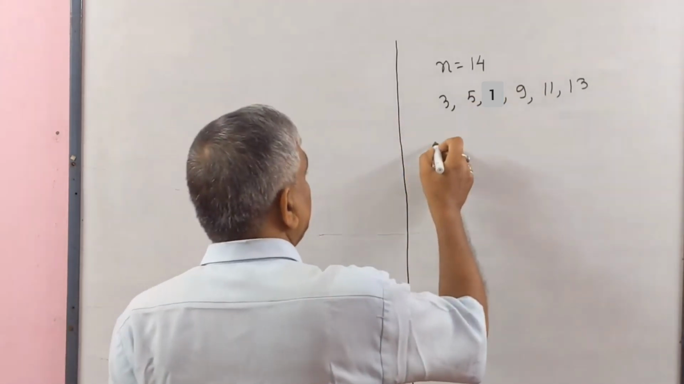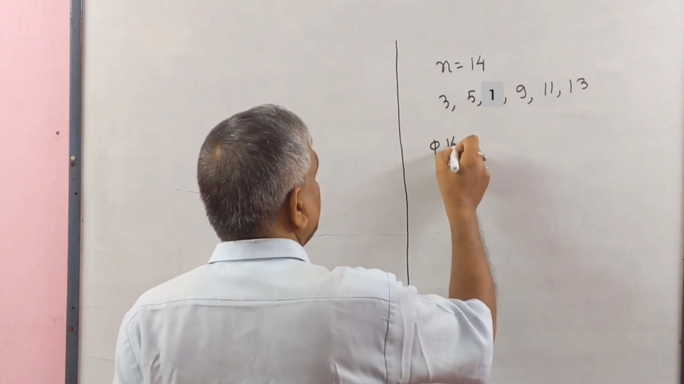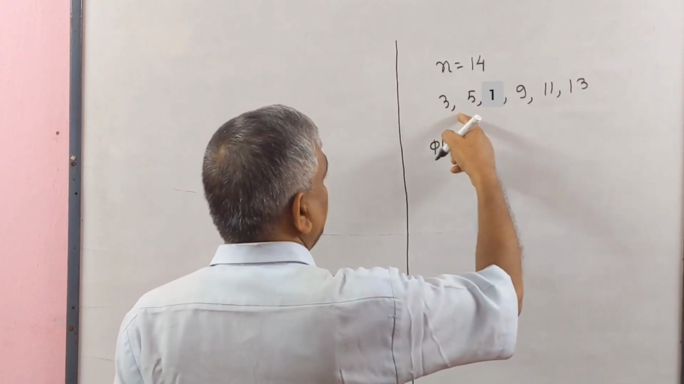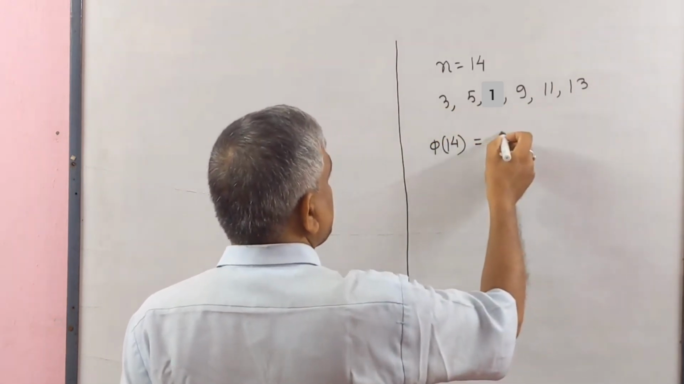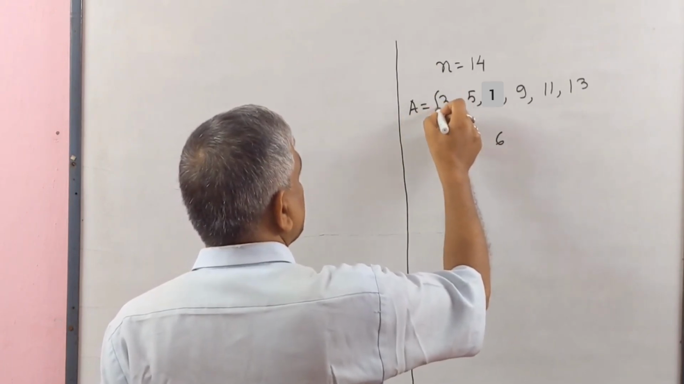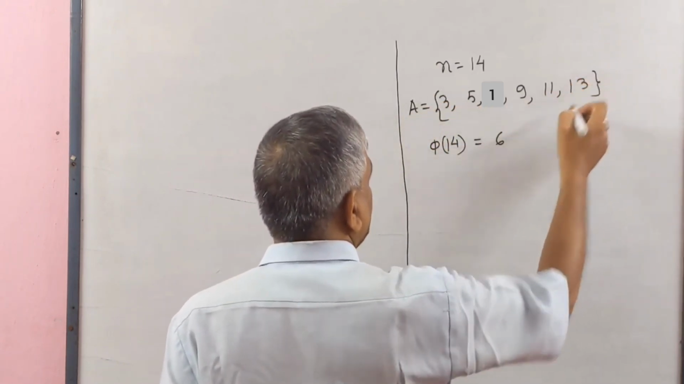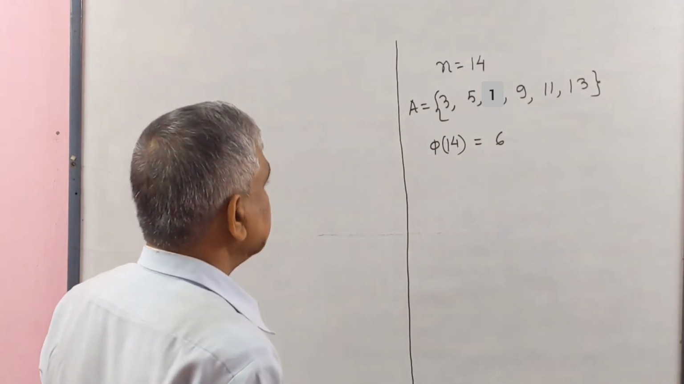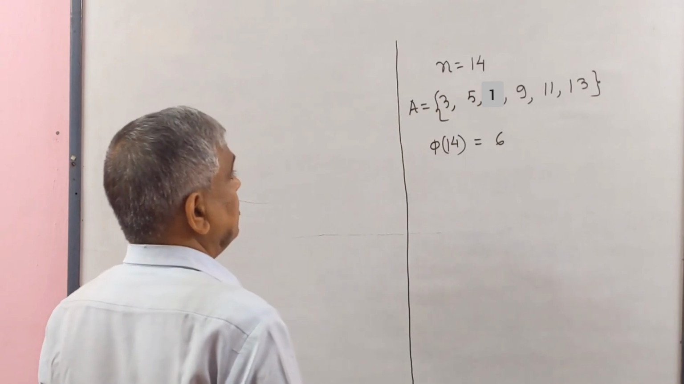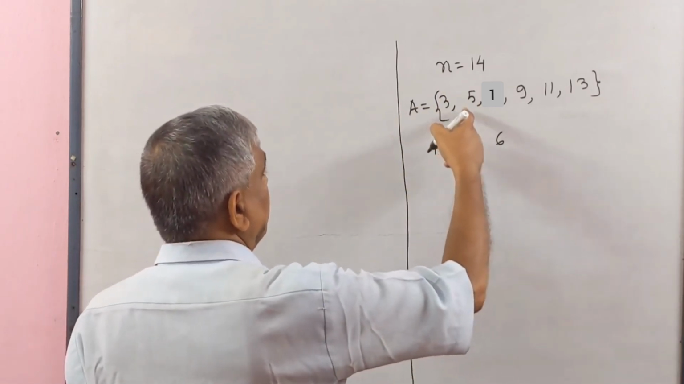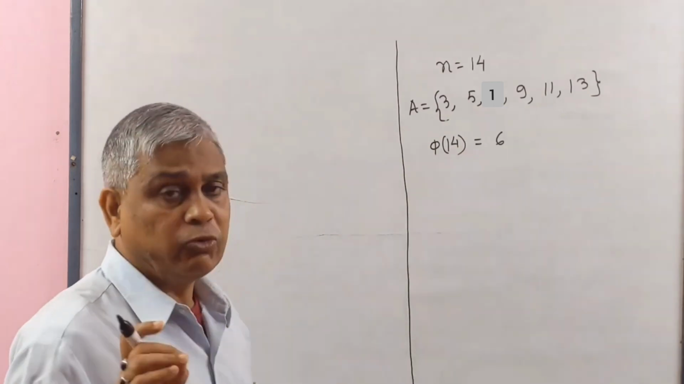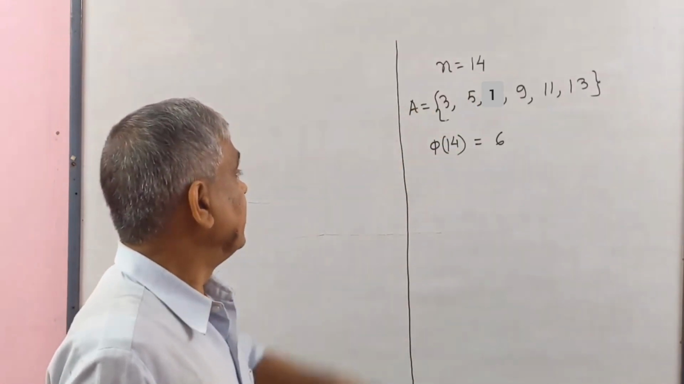So phi of 14 equals the number of these integers, which means 6. Let the set of these integers be denoted by A. Here we see that no two integers of A are congruent modulo 14.